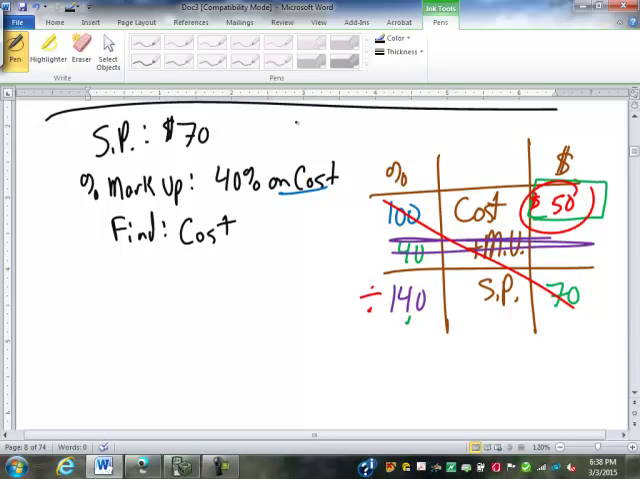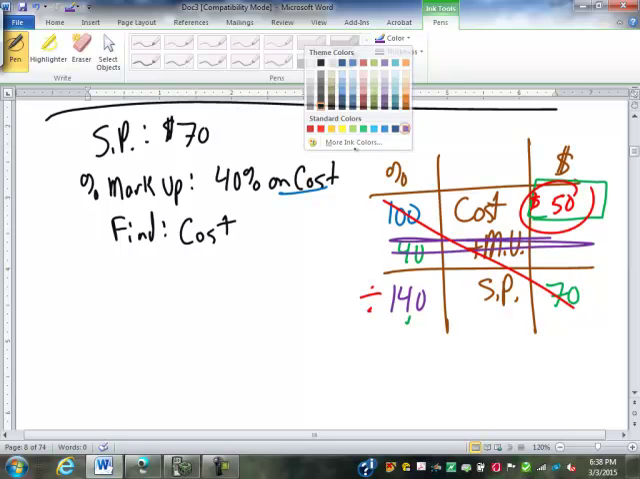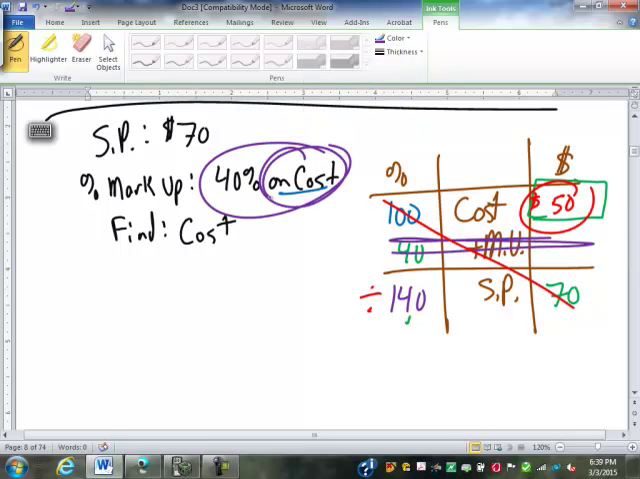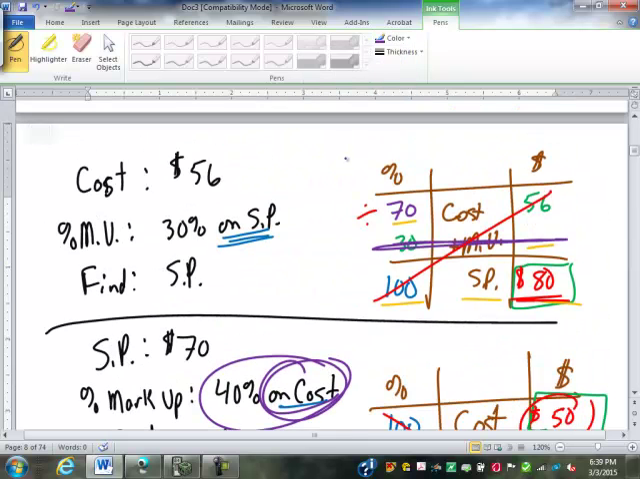So we can work with either a markup based on cost or a markup based on selling price. Hopefully at this point you're starting to get a little bit familiar with that, almost bored with it, hopefully. The key is always look for, does that say on cost or on selling price? Or sometimes might even say based on cost or based on selling price.